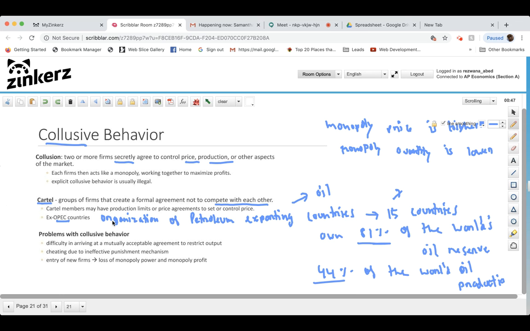Also, if there is entry of new firms, you lose this monopoly power that you have by controlling 81% of the world's oil reserve, and you lose that monopoly profit. So these are the problems with collusive behavior. Even though there are benefits, there are also some issues.